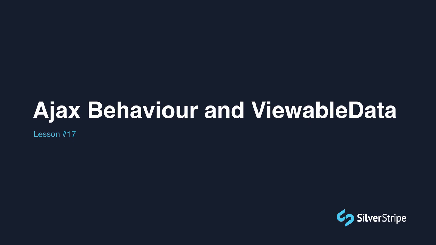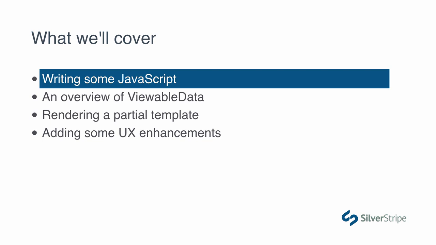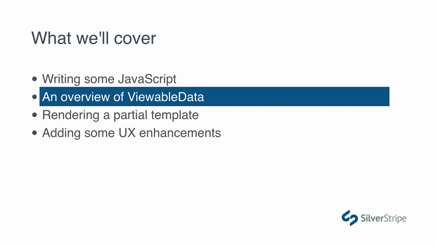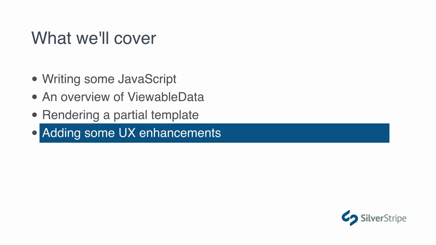In this tutorial, we're going to add some Ajax behavior to our site. So we'll just go over what we'll cover here. First, we'll start by writing some JavaScript to get started, and that will be a pretty quick overview because we're not too focused on writing JavaScript in these tutorials, so get that out of the way. And then we will move on to an overview of something called ViewableData, which is a core class in SilverStripe, very important. And then we will render a partial template. And lastly, we'll polish up with some UX enhancements for the Ajax behavior.